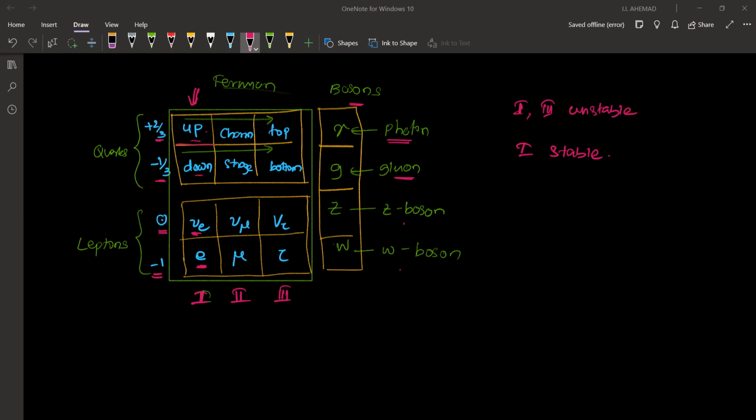Like that, if we have up quark, we also have an anti-up quark. Down quark has its anti-down quark. So just like that, all these particles have their antiparticle. Okay, that is mentioned in this first note.